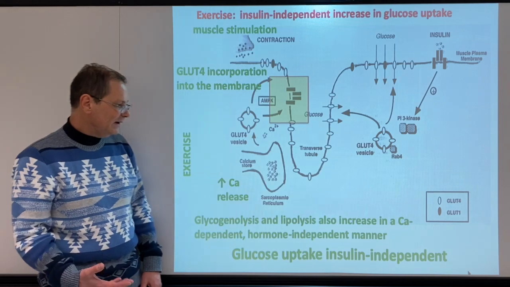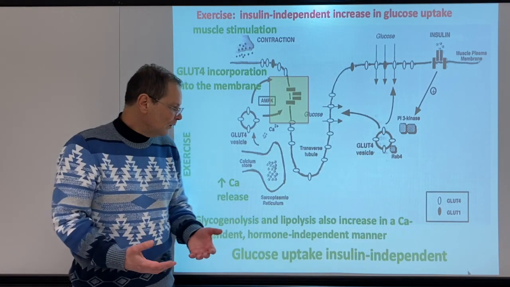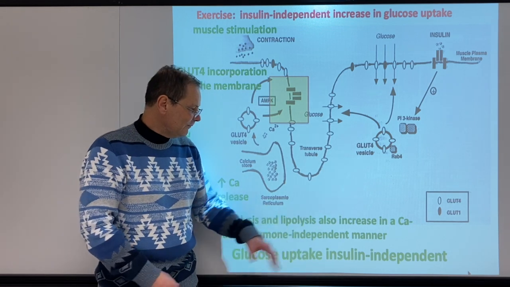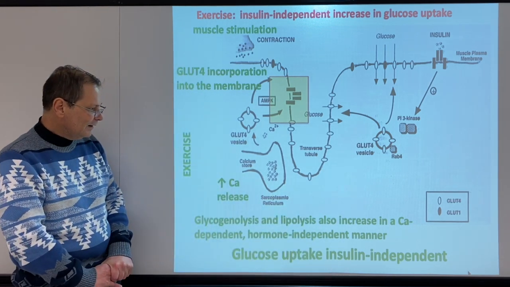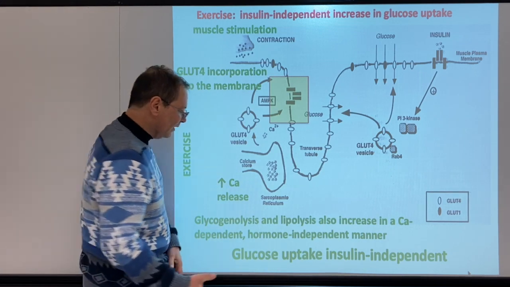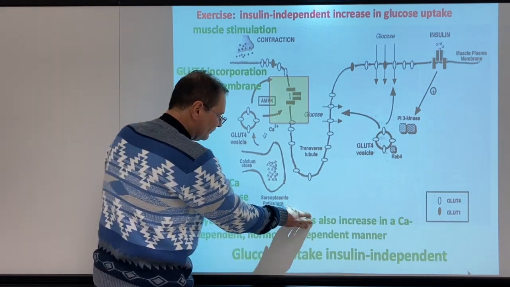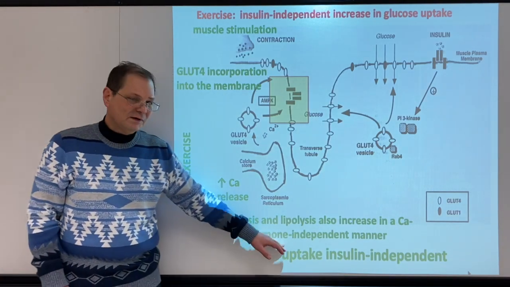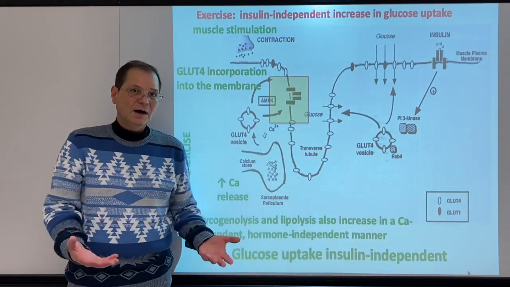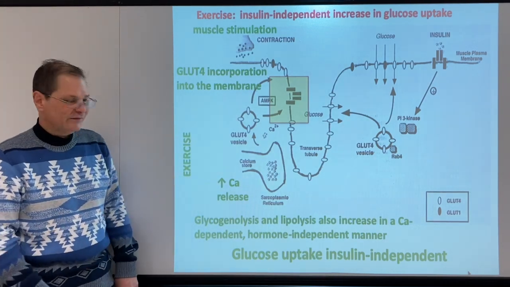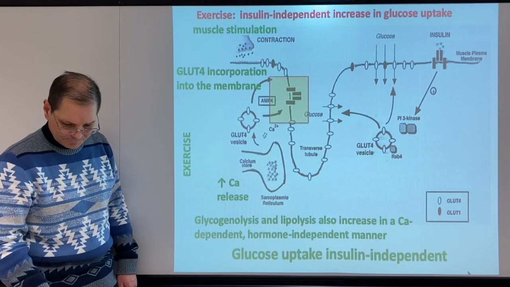So generally speaking, our hormones increase glycogenolysis, and our glycogenolysis and our lipolysis are also increased in this hormone-independent way in order to maintain energetic substrate in the face of an increased demand, okay?